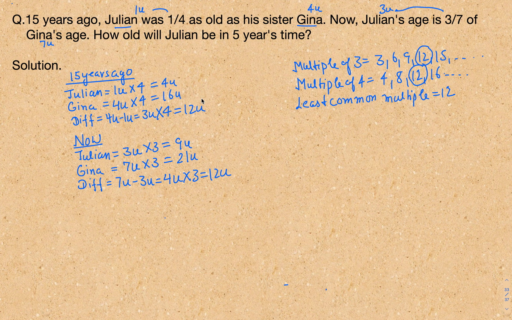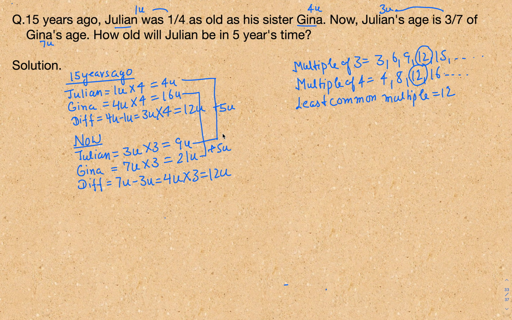Now look at the ages of Julian and Gina 15 years ago and now. Let's compare, right? So Julian 15 years ago was 4 unit and now he is 9 unit. So you can see here, from here to here, if you compare the age of Julian, there is an increase of 5 units, right? So 9 units minus 4 unit will give you 5 unit. Same thing for Gina as well, right? From 16 unit, her age has changed to 21 unit, right? So she has also increased by 5 unit.